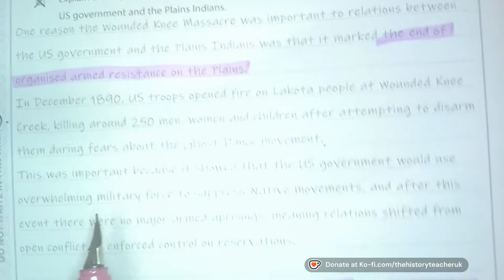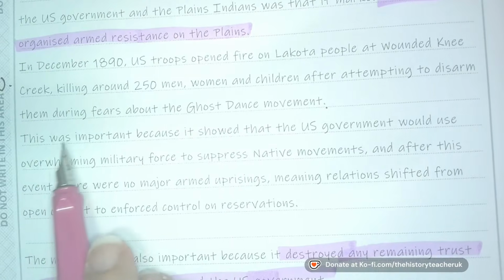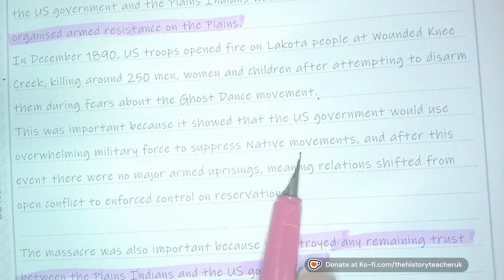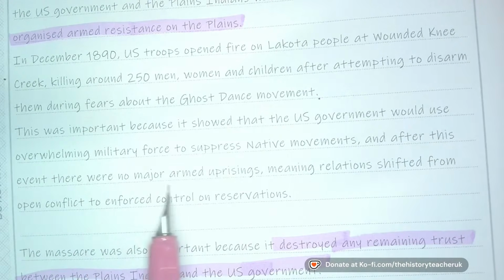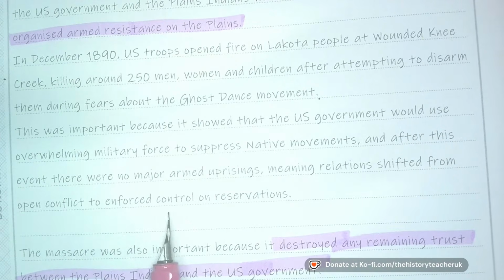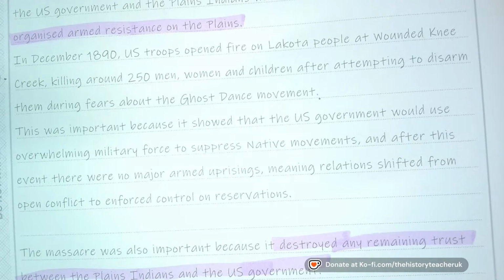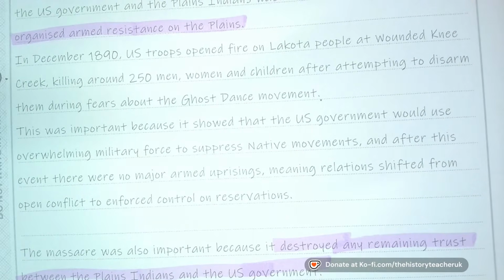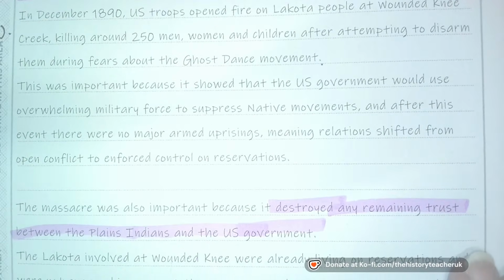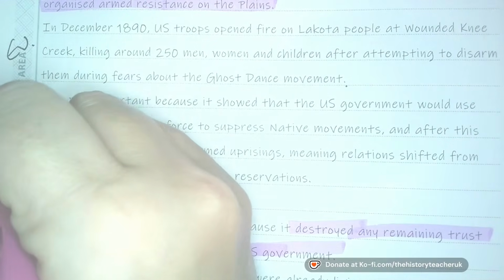And then my explanation is, why does that matter? Well, it's important because it showed that the US government would use overwhelming military force to suppress native movements. And after this event, there were no major armed uprisings, meaning relations shifted from open conflict to enforced control on reservations. So in other words, the Native Americans, the Plains Indians, felt that there was nothing they could do to fight back against the US government, unfortunately. So there's my explanation.